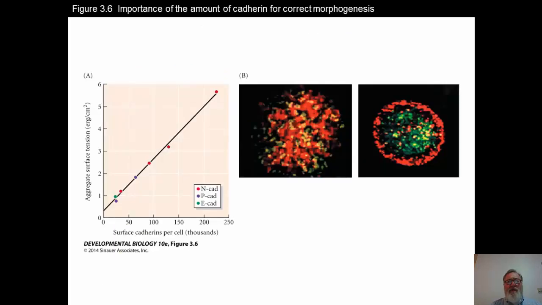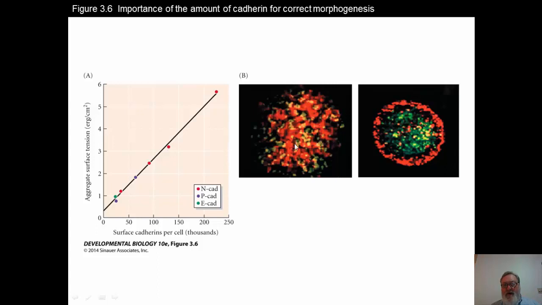Now, it's important that we consider the amount of cadherin as well as the type of cadherins for correct morphogenesis to take place. And what this is doing is showing you a graph in which surface cadherins can be increased in different kinds of tissues, and that causes those different kinds of tissues to aggregate to a stronger or to a lesser degree. Here we see cells that have been mixed together for 4 hours, and the green staining cells are cells that have 2.5 times as much cadherin per cell surface as the red cells.